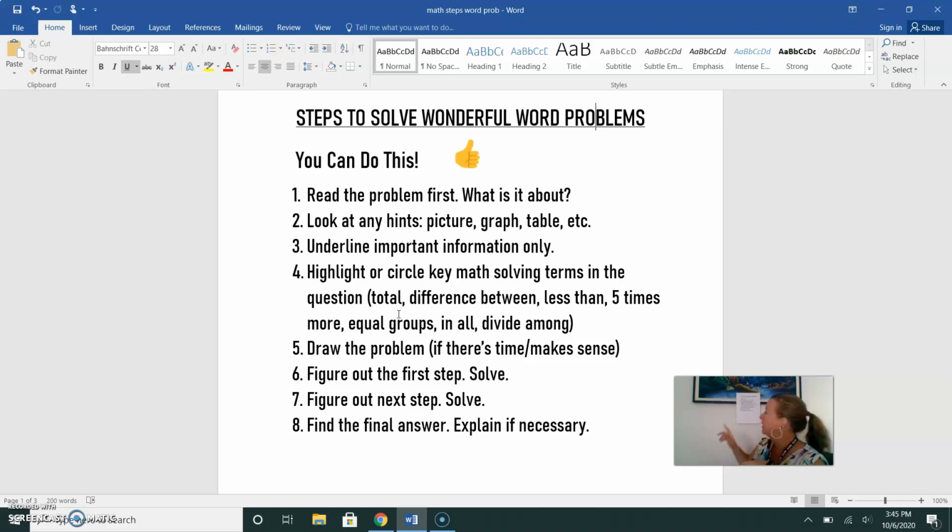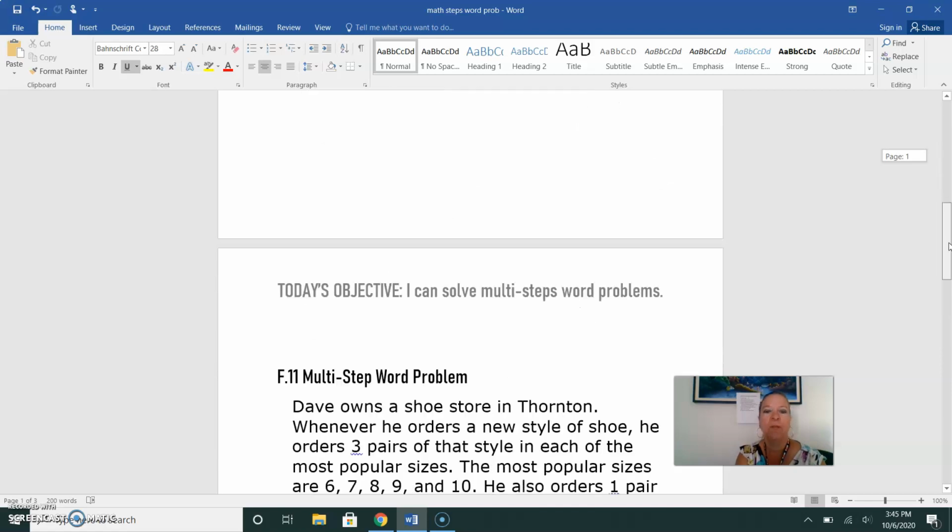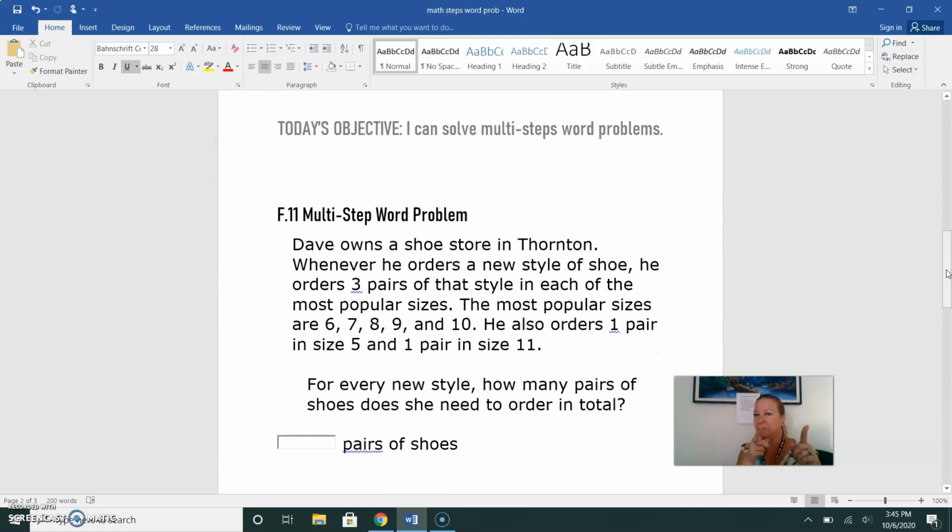Number 6, figure out the first step and then solve it. Number 7, figure out the next step and then solve it. And you may have even more than 2. Number 8, find the final answer, explain if necessary. Okay, so let's just jump in. We're going to refer back to these periodically today so that we can see, what should we do next? First, I'm going to show you a little bit of modeling. There we see our objective again, so we can be reminded. Objective, everybody, let's read it together. I can solve multi-step word problems.